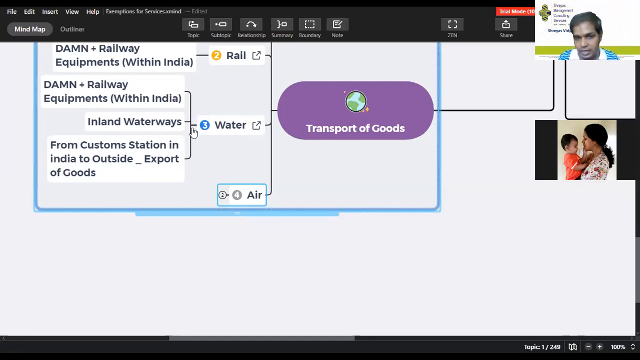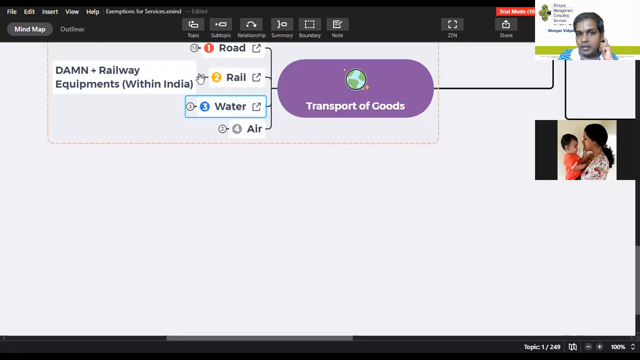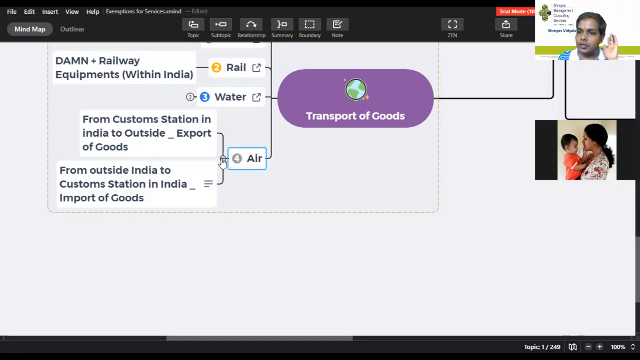Dam are taxable, I mean exempt. And then in terms of rail, same thing. Dam is exempt plus railway equipments. Water, dam is exempt plus railway equipments. Air, dam is not exempt. They are not. I have not listed dam itself. I just only said export and import alone is exempt.